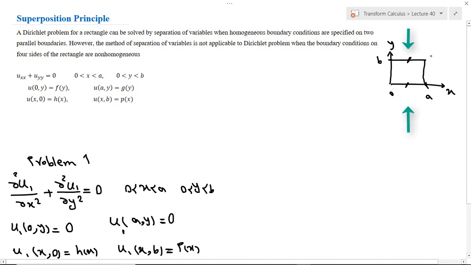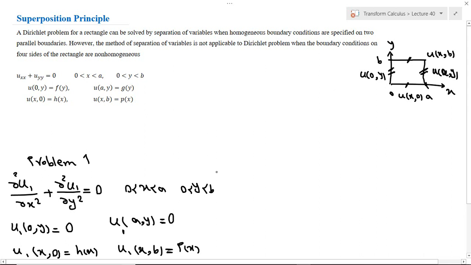What's this boundary? It's u of x and b. Here we have u of x and 0, and this boundary is parallel with this boundary. Here is u of 0 and y. Here we have u of a and y. So when we talk about parallel boundaries, we are talking about this one and this one, or this one and this one. So it's problem number 1.